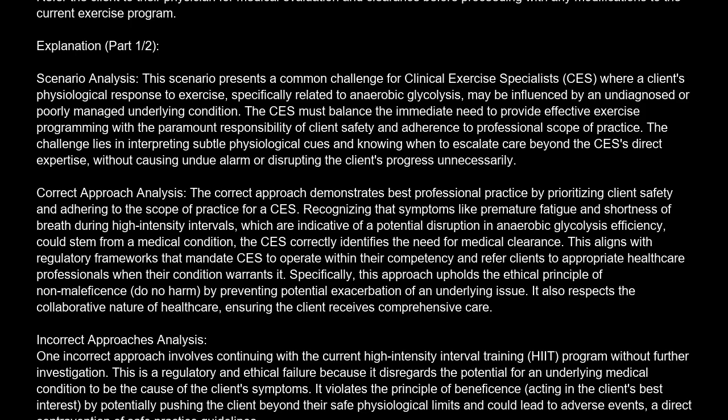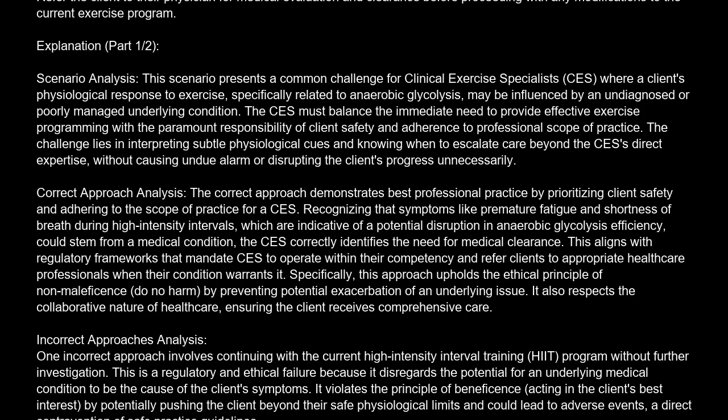Correct approach analysis. The correct approach demonstrates best professional practice by prioritizing client safety and adhering to the scope of practice for a CES. Recognizing that symptoms like premature fatigue and shortness of breath during high-intensity intervals, which are indicative of a potential disruption in anaerobic glycolysis efficiency, could stem from a medical condition, the CES correctly identifies the need for medical clearance. This aligns with regulatory frameworks that mandate CES to operate within their competency and refer clients to appropriate healthcare professionals when their condition warrants it.